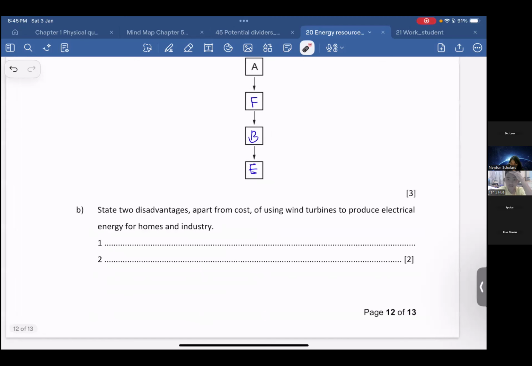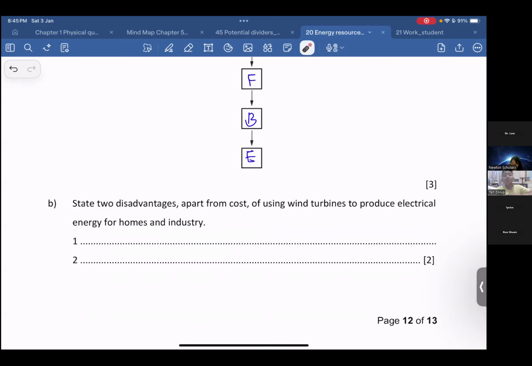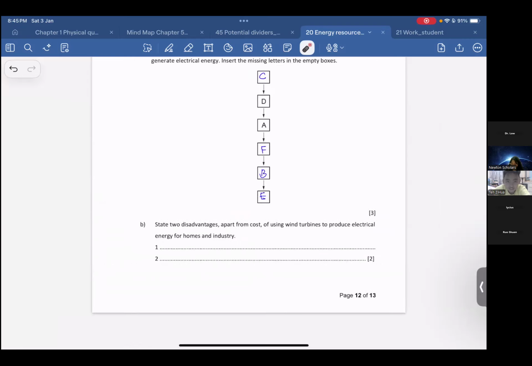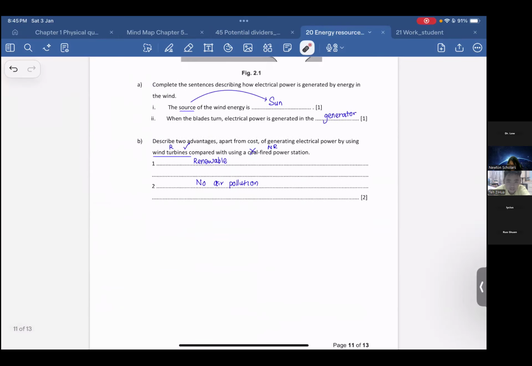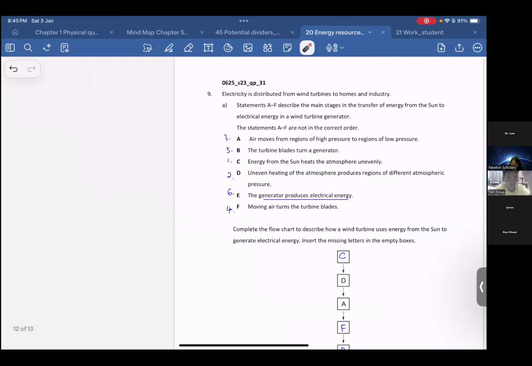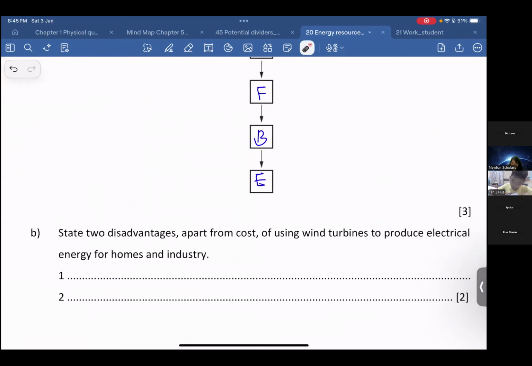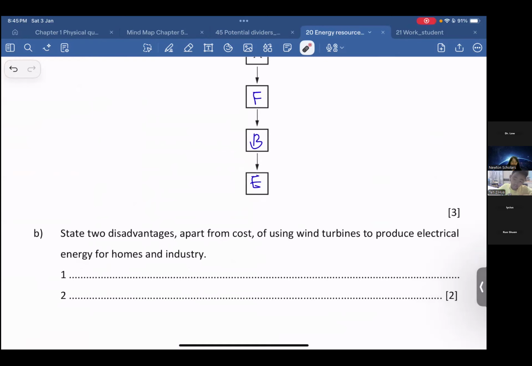Okay, here, step two, disadvantages. Apart from cost, don't talk about cost. Using wind turbines to produce electrical energy for homes and industry. Two disadvantages. So just now the question was talking about advantages, now we are talking about disadvantages of wind. So what do you think?